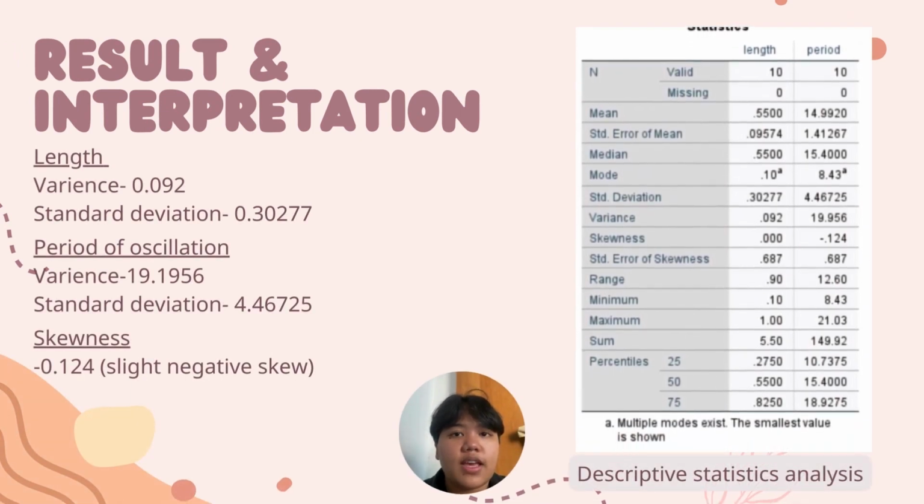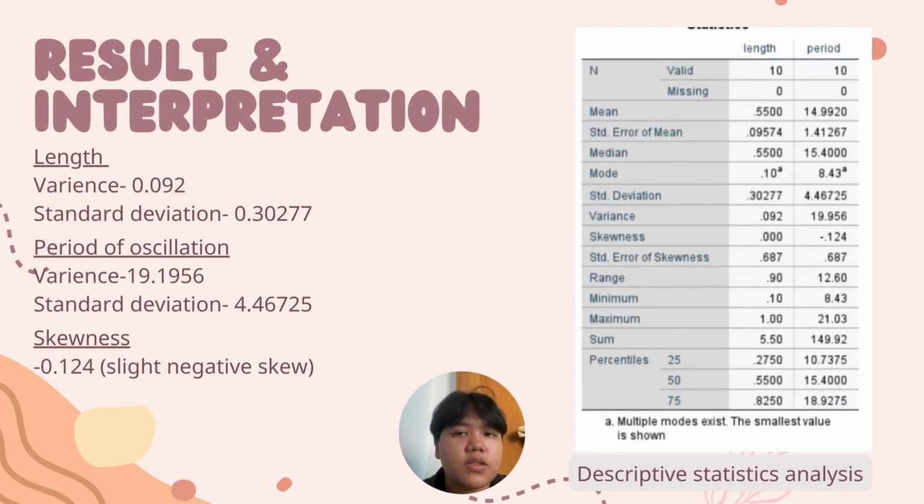The variance for length is 0.092. It means that the values of the data set are relatively close to the mean, with a small amount of variability or spread around it. The variance of 0.092 represents the average square deviation of the data points from the mean.